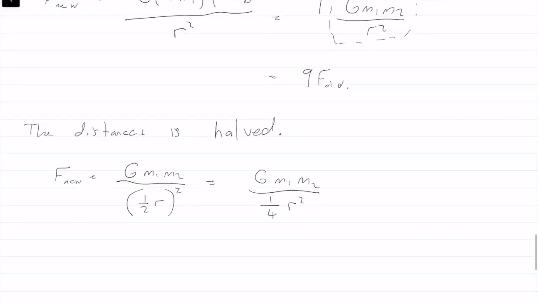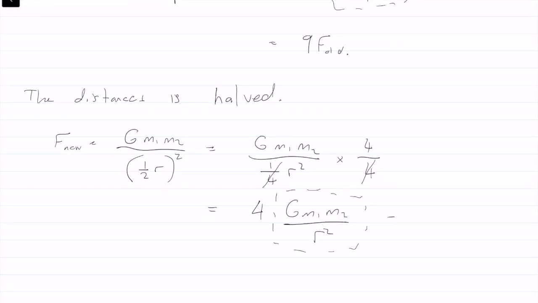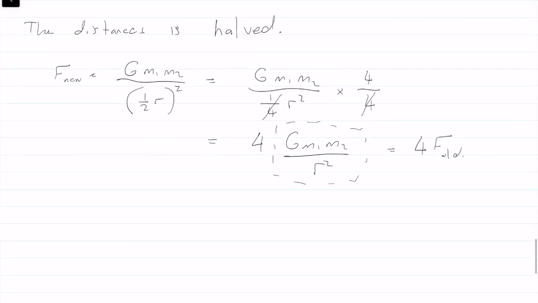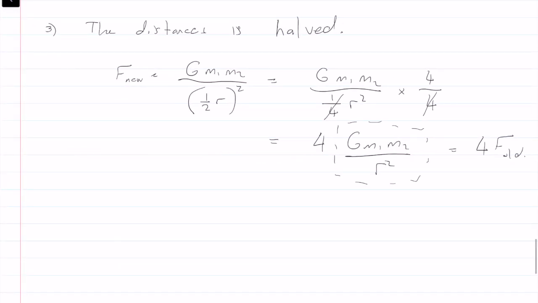Okay, so remember, just using some maths, to get rid of this 1 over 4, I multiply this by 4 at the top and the bottom. Okay, so what I'm left with is these two cancel, so I'm left with 4 G m1 m2 over r squared, and if I look at that, that's the same thing as F old, so F new is equal to 4 times F old. Okay, I mean, basically all these questions are the same.